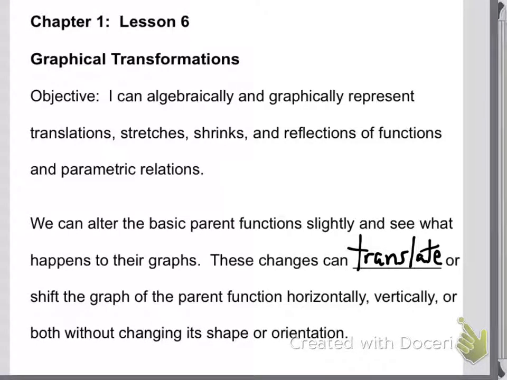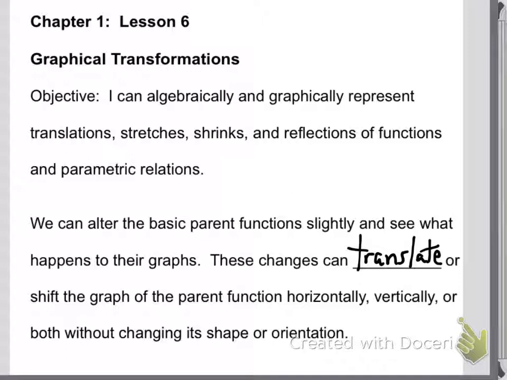Okay, guys, this is section 1.6 for honors pre-calc. This section should be pretty easy, guys. We're talking about transformations, our shifts, vertically, horizontally, our stretches, our shrinks. Okay, so this video shouldn't take very long. The first slide basically just talks about what we're trying to accomplish. We want to be able to algebraically and graphically represent translations, stretches, shrinks, and reflections of functions and parametric functions.